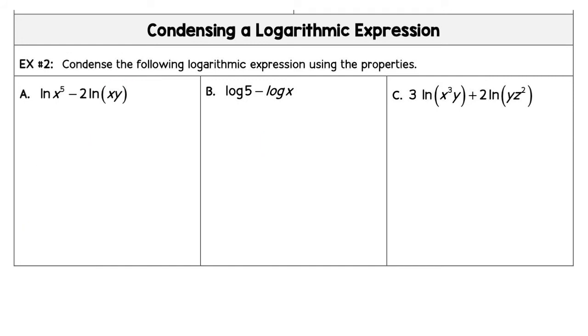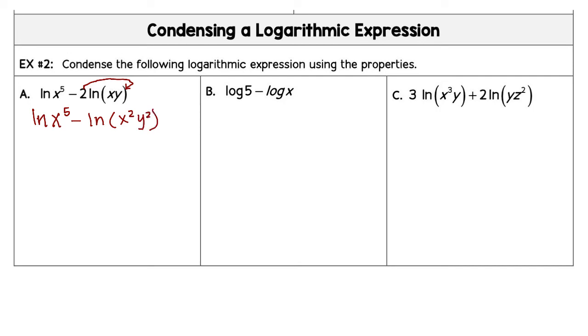Now we're going to go through and try to put some of this together and do some simplifying as we condense it. For our first part, I would go ahead and move that 2 up and distribute it through to our x and y. So you've got natural log of x to the 5th minus natural log of x squared y squared.